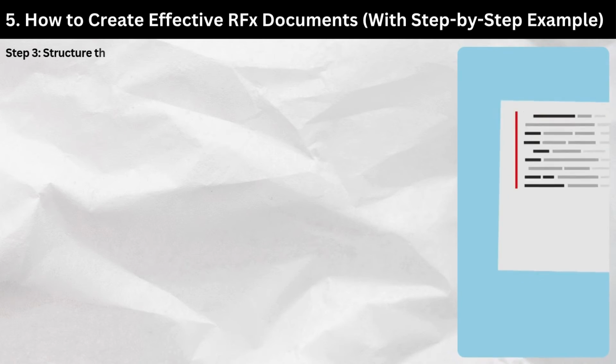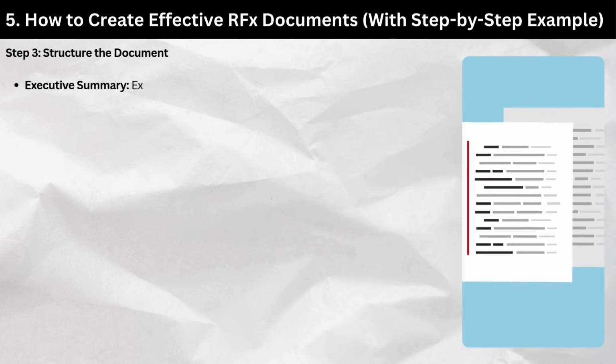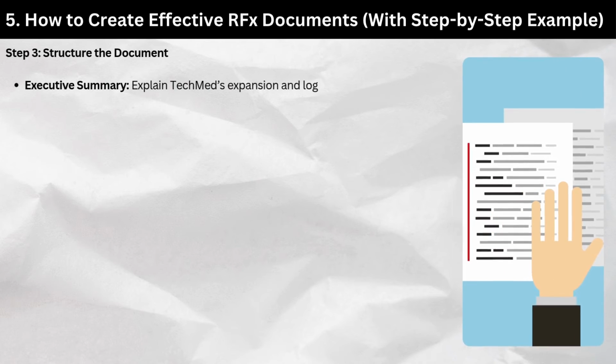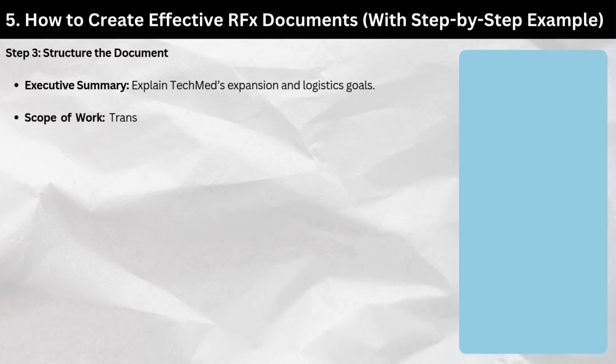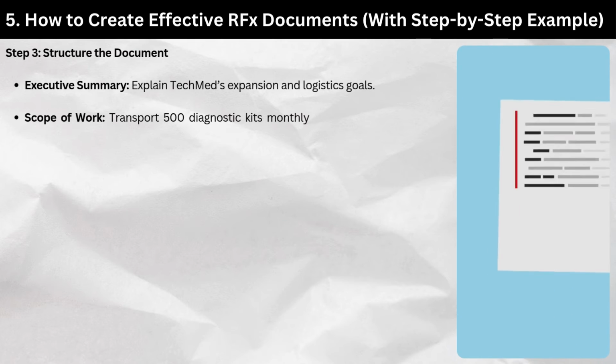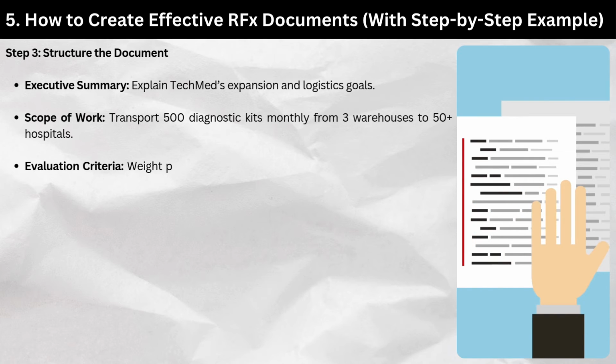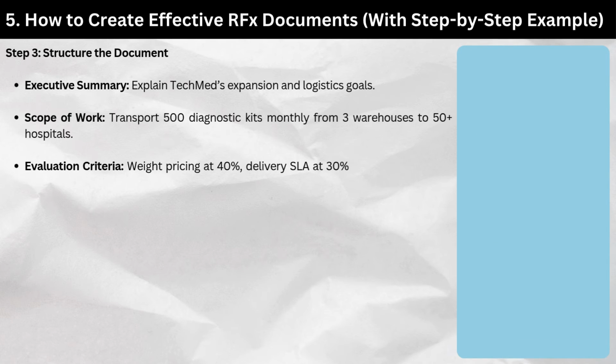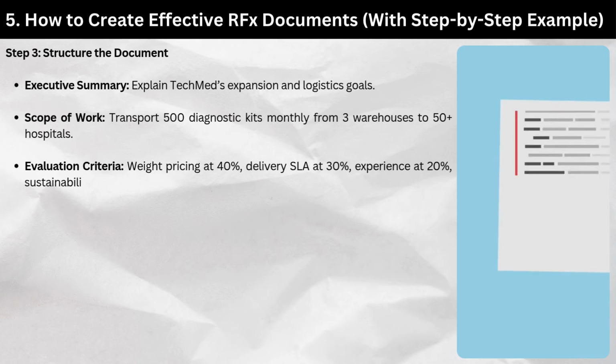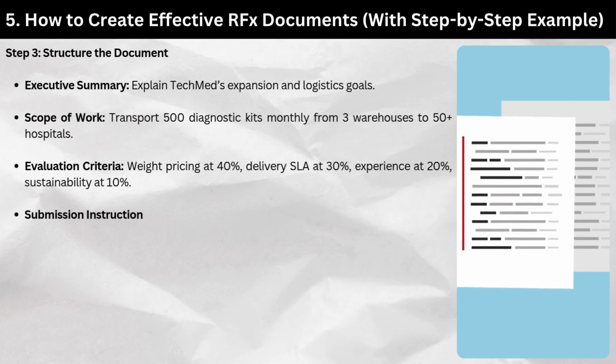Step 3, structure the document. Executive summary: explain TechMed's expansion and logistics goals. Scope of work: transport 500 diagnostic kits monthly from 3 warehouses to 50-plus hospitals. Evaluation criteria: weight pricing at 40%, delivery SLA at 30%, experience at 20%, sustainability at 10%.